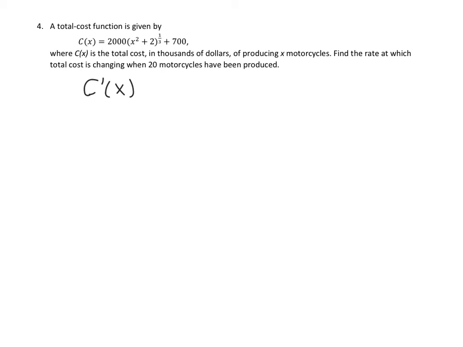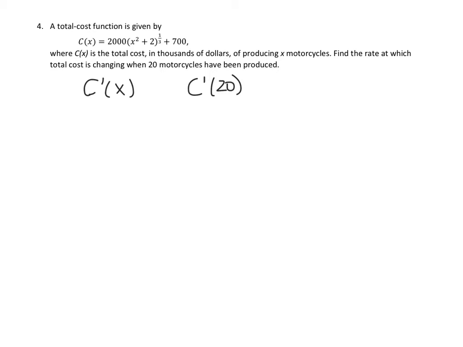And since we want to find the rate at which total cost is changing when 20 motorcycles have been produced, we want to find c prime when x is 20. In order to find the derivative here, we're going to use the chain rule to find the derivative of c of x. Now there are two terms to this function.